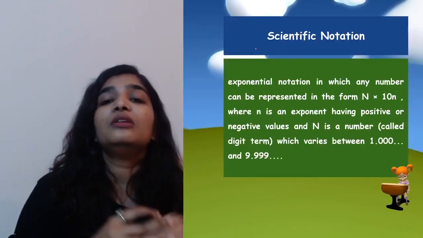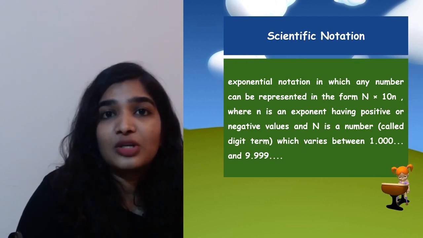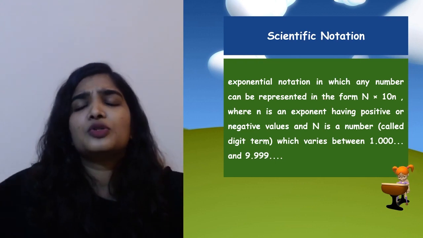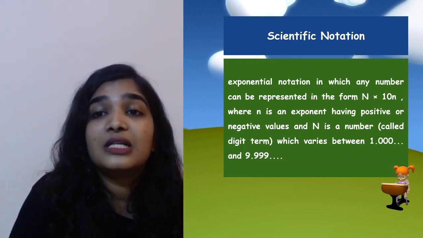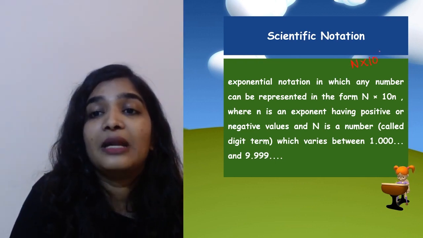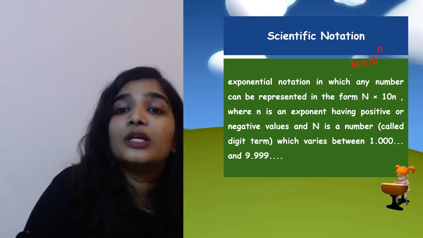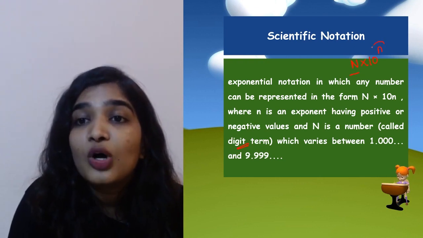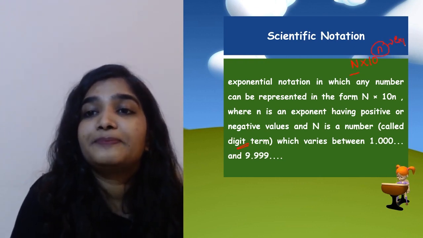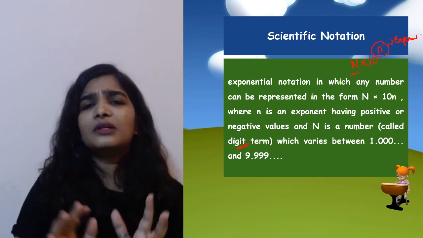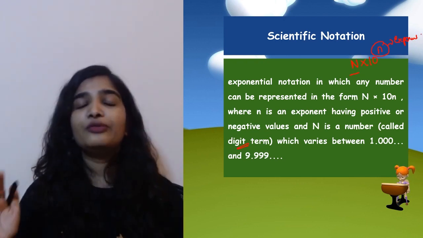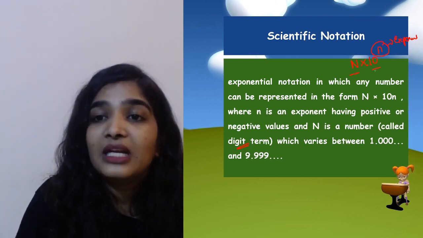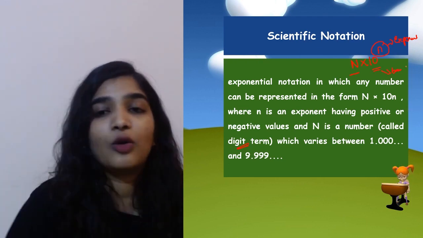So how do we represent it? Any number, large or small, is represented in the form of N into 10 power n. Here the capital N is the digit term or the number, and the small n is the exponent. Any number can be represented in the form N into 10 power n. Here 10 is the base, so it cannot be changed.